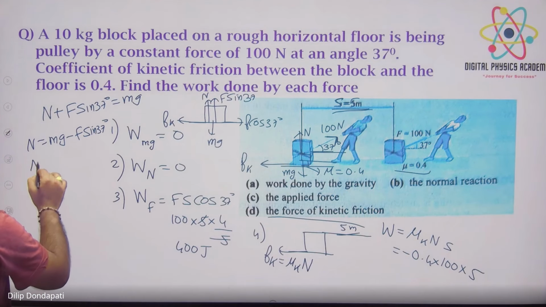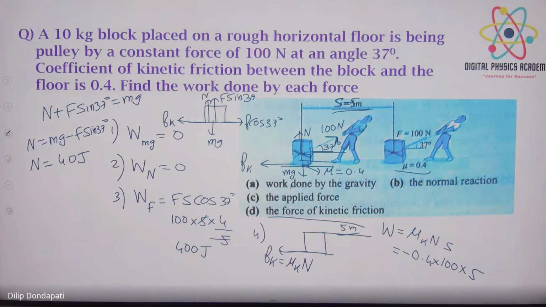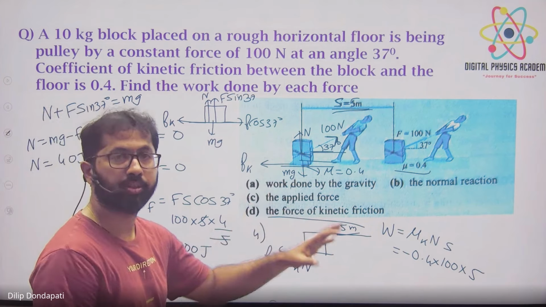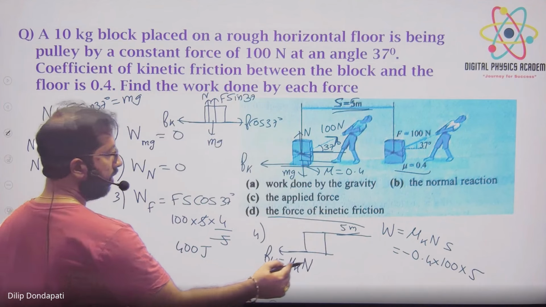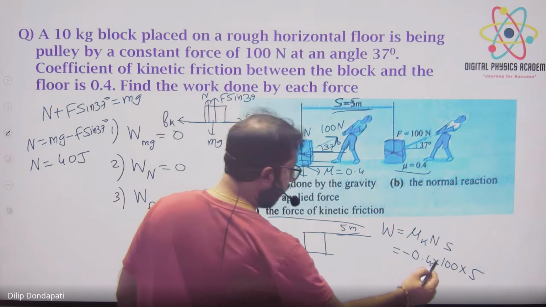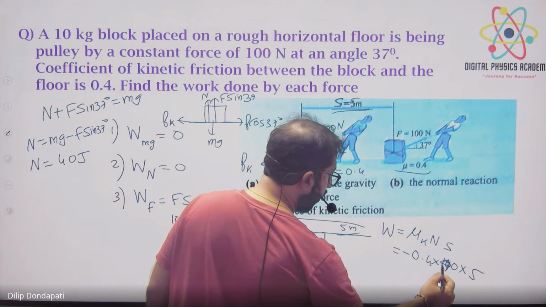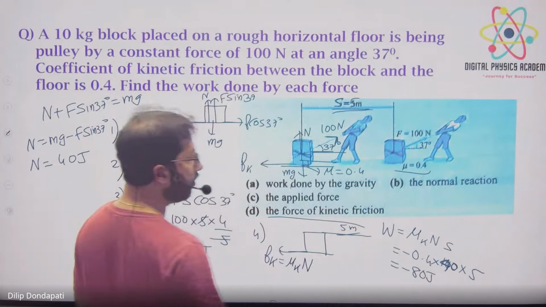So if you solve, you will get 40 joules, right? Now substitute. Now force into displacement. So look, it is minus 80. Minus 80 joules will come. So minus 0.4 into normal reaction is 40 into 5, so it is minus 80 joules, the answer.